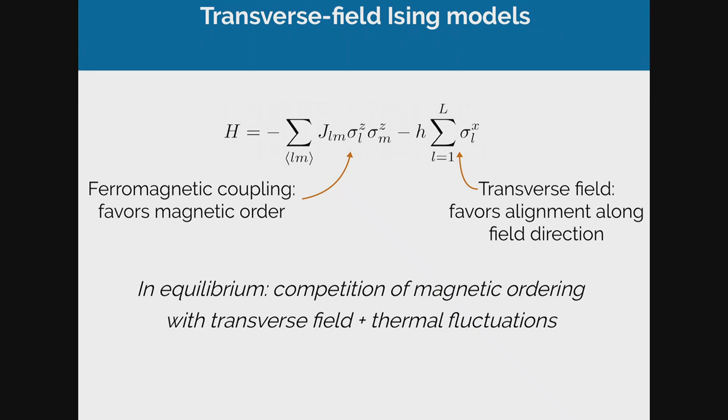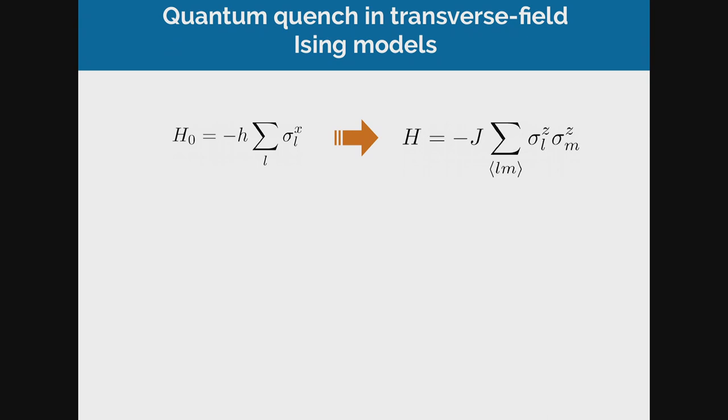Now let us study a non-equilibrium scenario for this model, a quantum quench, and a very particular one. Namely, a quantum quench between two very extreme limits, from infinite field to zero external field. It means infinite field in the sense that the initial Hamiltonian is dominated only by the transverse field term here. And our final Hamiltonian does not involve any transverse field and only has this spin-spin coupling. Later on, one can also go away from this extreme limit, but this one will be particularly instructive.